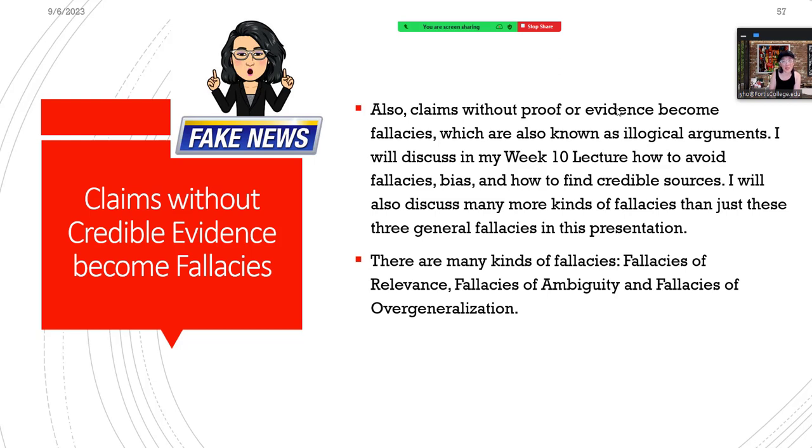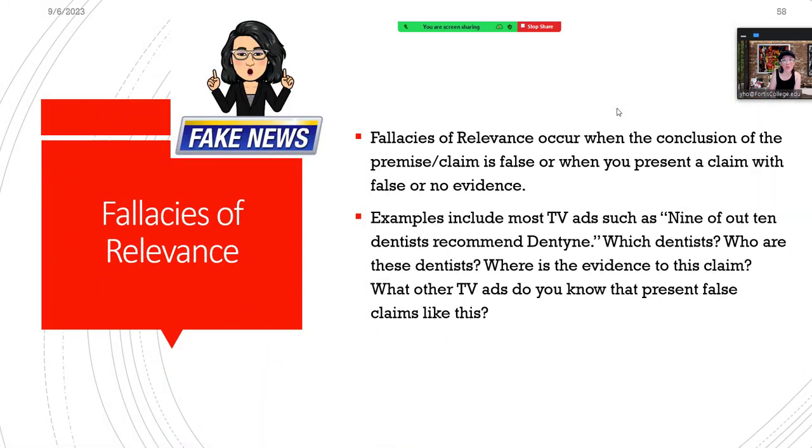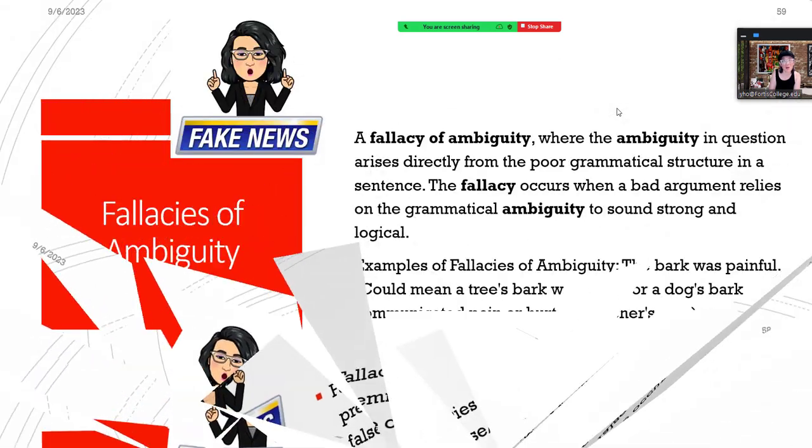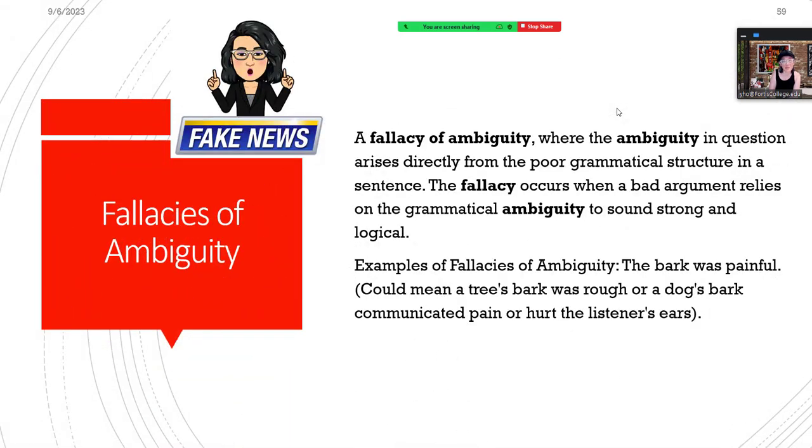And so there are many kinds of illogical arguments: fallacies of relevance, fallacies of ambiguity, and fallacies of overgeneralization. We want to avoid having fallacies in our paper. That simply means that you make a claim based on false evidence. Most TV ads are fallacies of relevance because they make a claim and they have no evidence to back it up. If you say 9 out of 10 dentists recommend Dentyne, well, which dentists? Who are these dentists? Where is the evidence for this claim? TV ads lack evidence on purpose because they simply want you to buy their product. So TV ads are examples of fallacies of relevance.